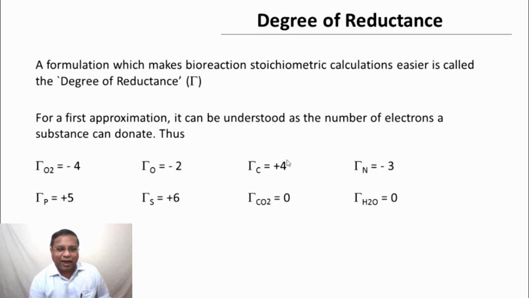So we can just add the degrees of reductance and arrive at the degree of reductance of a compound that is made up of these elements. So this is 0, and similarly H2O would turn out to be 0 here, because hydrogen is +1 and oxygen is -2. You have 2 hydrogens and 1 oxygen. That turns out to be 0. So the basic things are O, C, N, P, and S, and from that you can get oxygen, nitrogen, CO2, H2O, and so on and so forth.